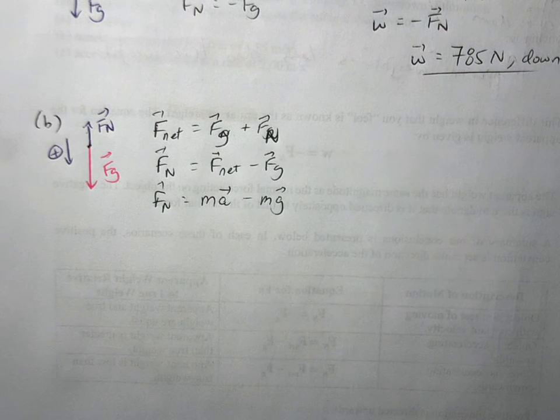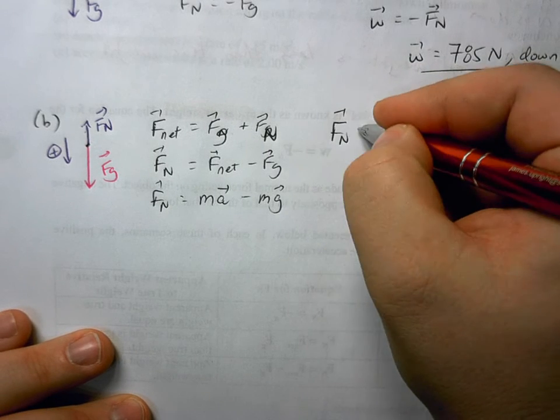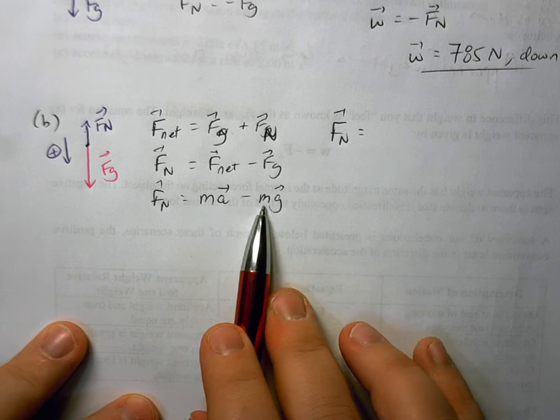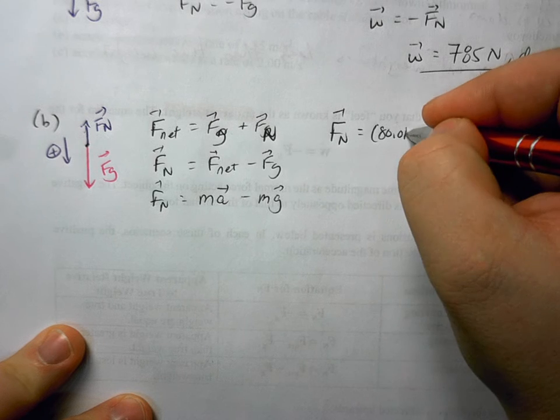Now we can see from our diagram that Fn is smaller than Fg, so we expect our apparent weight to be smaller than our true weight. We should expect the answer to be less than 785 newtons, just because that is our true weight. If we get something smaller than that, we can be pretty confident. If we get something larger than that, we have to go back and fix it. So for Fn, all we have to be mindful of here is the signs. If you get the signs right, you'll be good. So we still have that mass of 80 kilos.